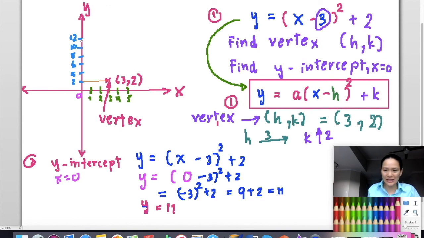11 is here. So let me draw the graph. My graph could be similar to this. Can you see that? Yeah, this one is my graph for number 1.